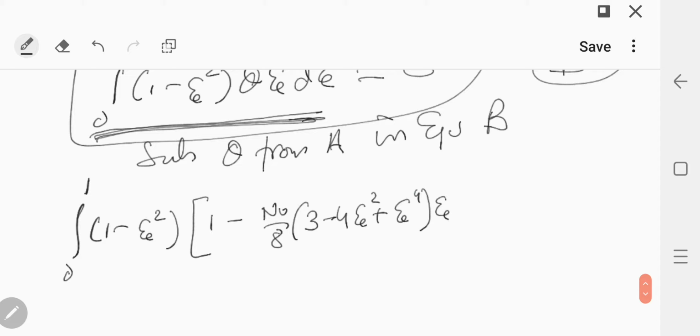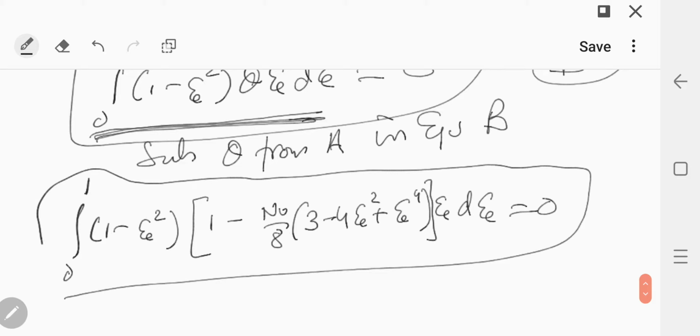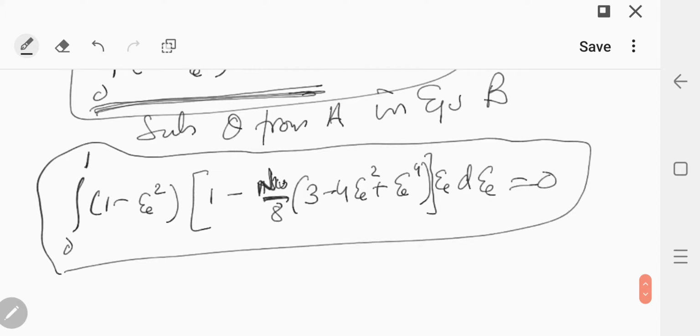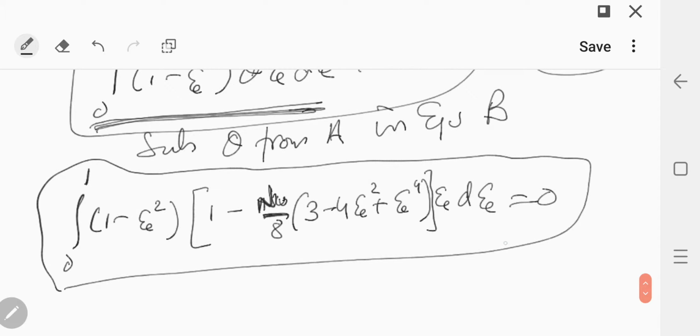Into zeta. Now let's try to integrate this term from 0 to 1 with respect to zeta and substitute the entire expression equal to 0. From there we will calculate the value of your Nusselt number. We're going to get the value of your Nusselt number. Now try to integrate it very carefully and then put the limits zeta equal to 0 and zeta equal to 1. Now I've done the integration part.